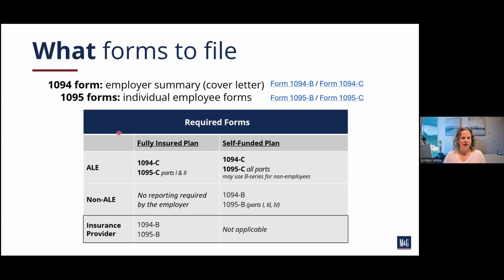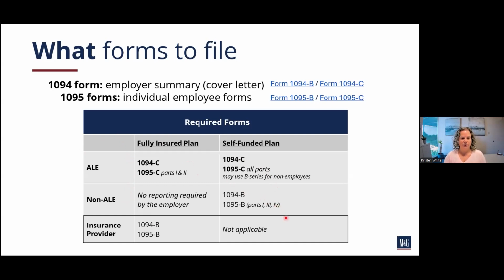Where most of us fall is this top left here. Our fully insured larger groups. So our ALE, again, 50 or more, fully insured plans, you do have to do those C series forms. That means the employee and the IRS are going to get two sets of forms, one from the carrier and one from you.